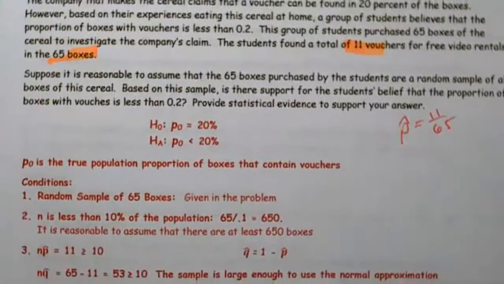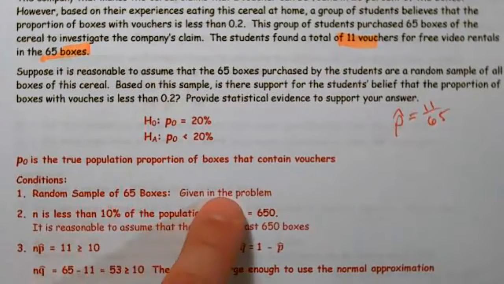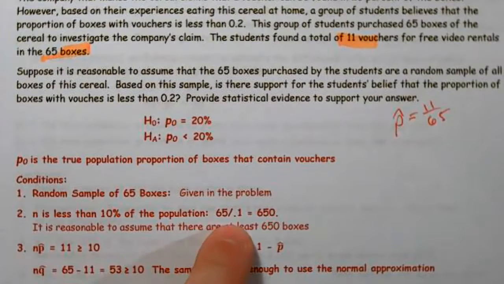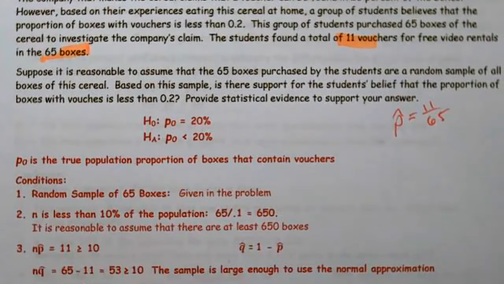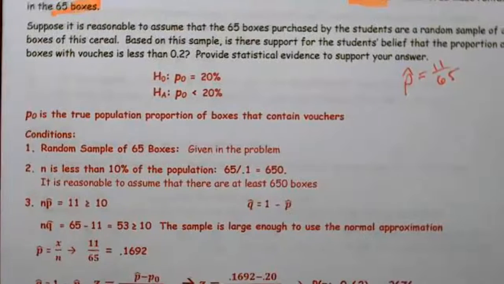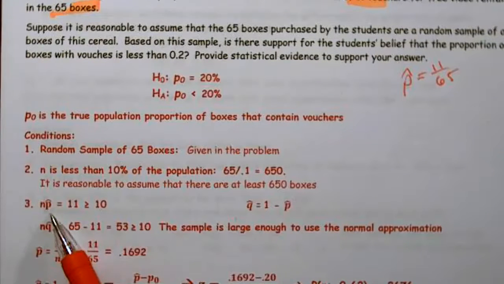So the conditions, as I noticed, there's going to be a slight difference here. Random sample of 65 boxes, that was given in the problem. That's no different than problem 1. N is less than 10%, so 65 divided by 0.1 is 650. Reasonable to assume that they make at least 650 boxes of cereal. But here, when we're checking to see if the sample is large enough, this is where we have a slight difference.